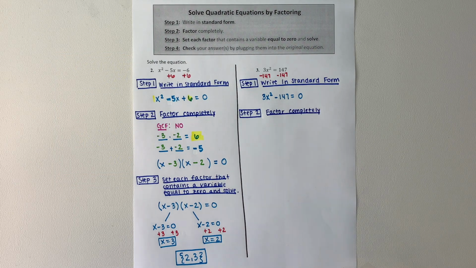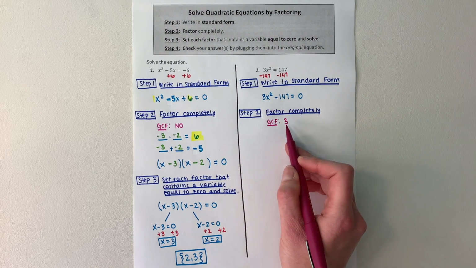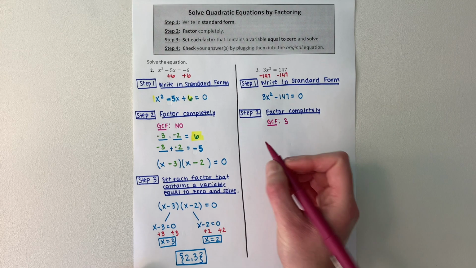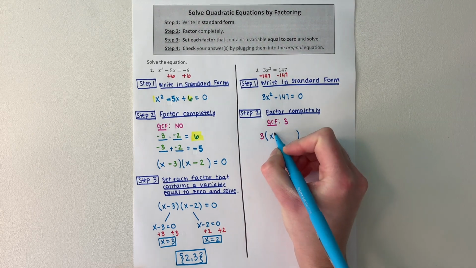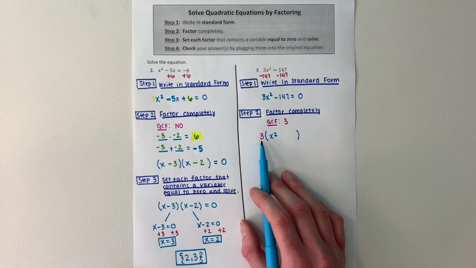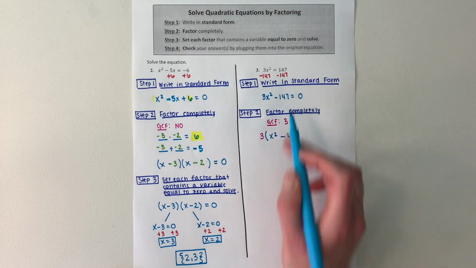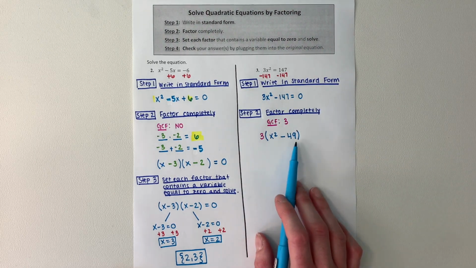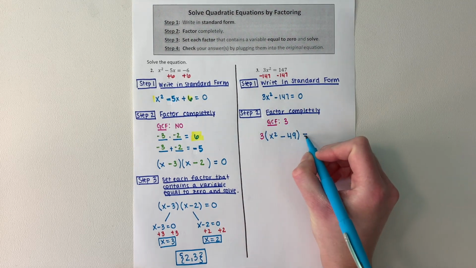For step 2, we factor completely. Whenever you're factoring, the first step is to check for a greatest common factor. The greatest common factor here is 3. So since there is a greatest common factor, we need to factor out the GCF. We'll put the greatest common factor outside of parentheses. Then 3 times x squared will give us our 3x squared. And if we take negative 147 divided by 3, you get negative 49. So 3 times negative 49 will give us negative 147. So we've factored out the greatest common factor. Now don't forget that this is equal to 0, so our factored form also has to be equal to 0.